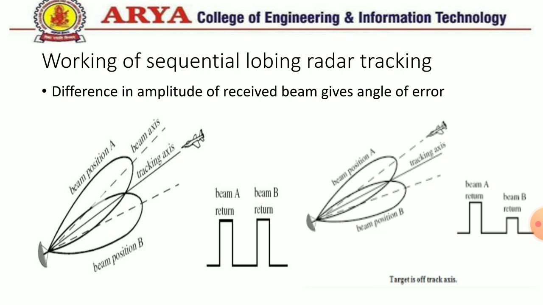So in sequential lobing, the beam continuously focuses on the object and identifies its direction. So sequential lobing is a method to identify direction. Remember, sequential lobing does not identify the exact position of the object; it only identifies the direction of the object from the tracking axis by comparing beam magnitudes.